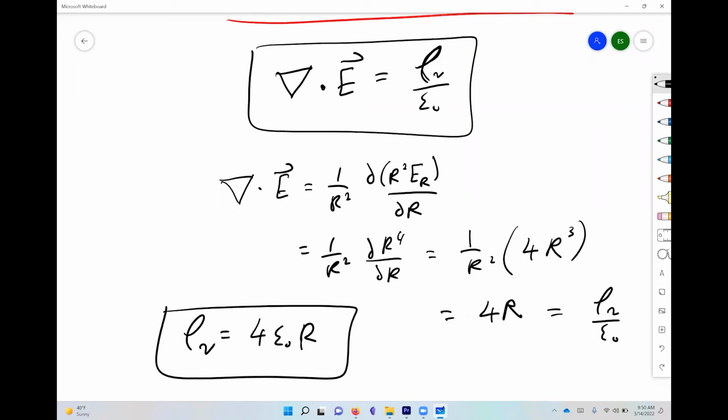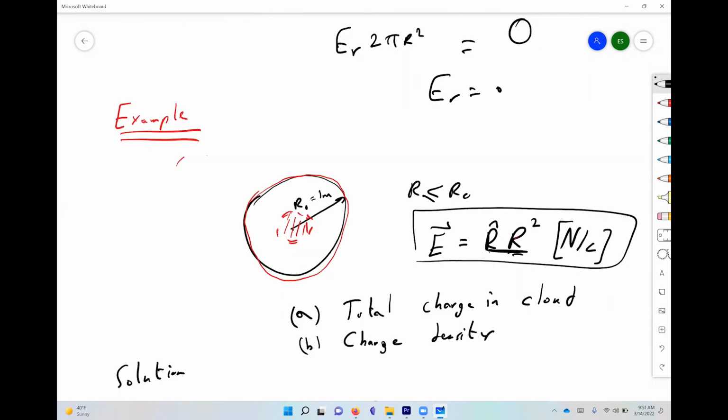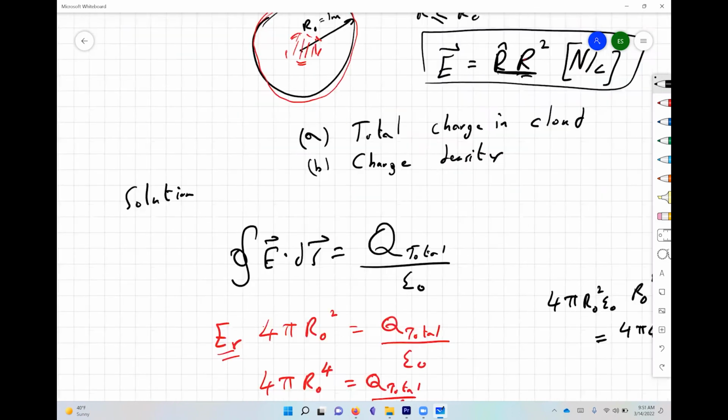This is the charge distribution in space. Notice it starts at 0 and then it starts increasing linearly with r. That produces this sort of field. Okay.